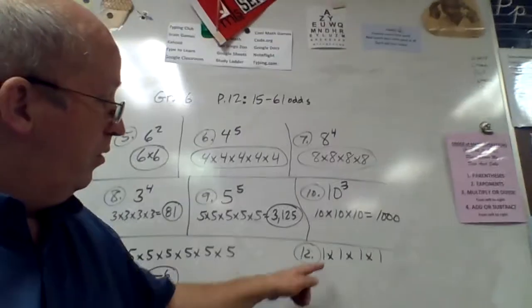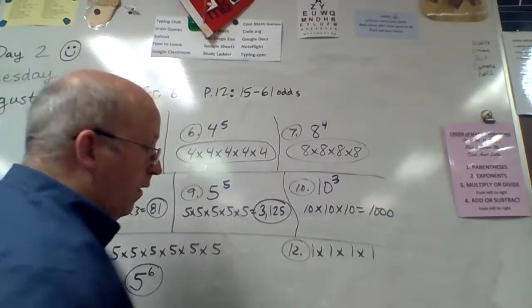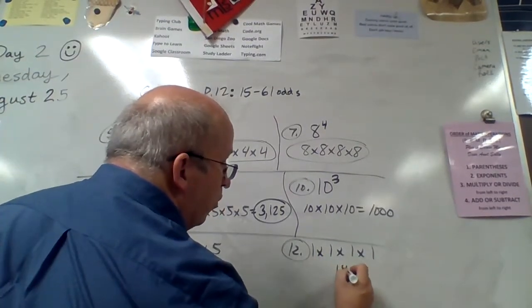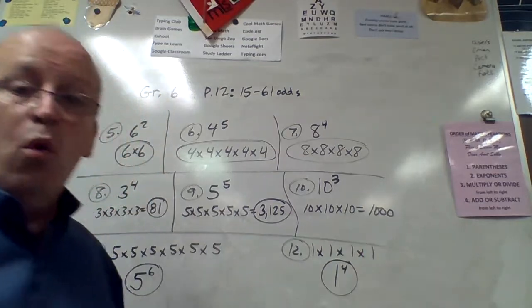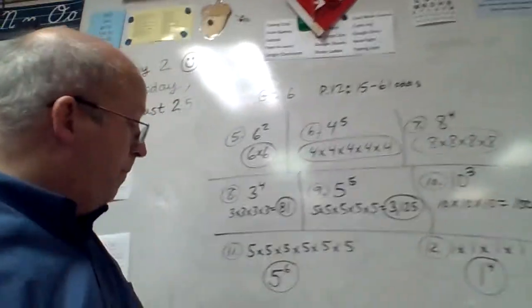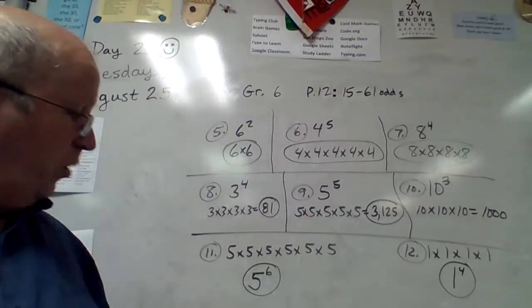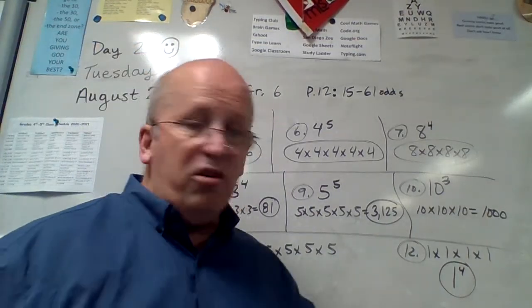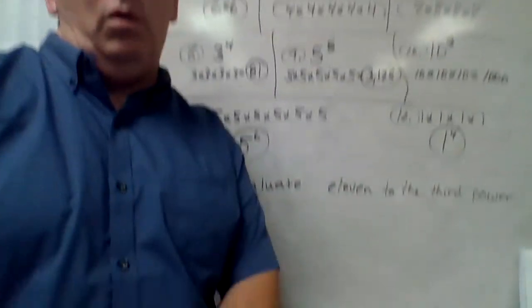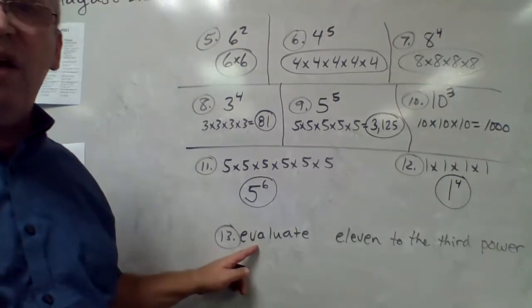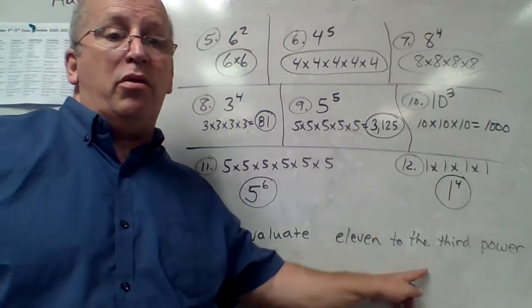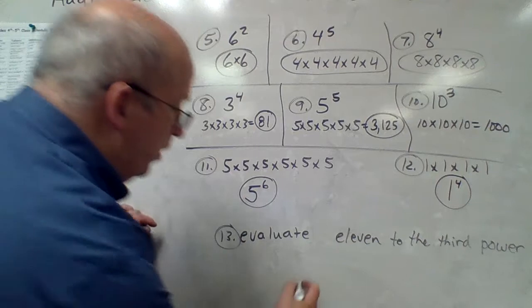Look at number 12. What's this one going to be? That's 1 to the 4th power, because there's 4 1s written there, and the base is 1. This last one says evaluate 11 to the 3rd. Oops, you can't see it. It says evaluate 11 to the 3rd power.